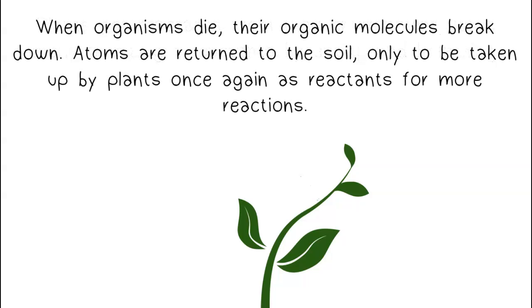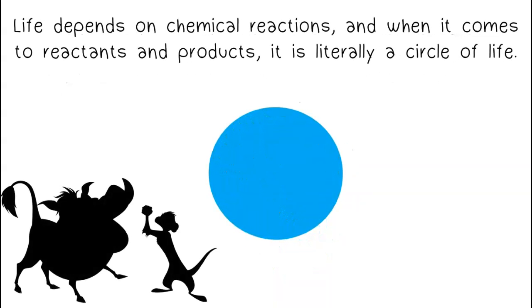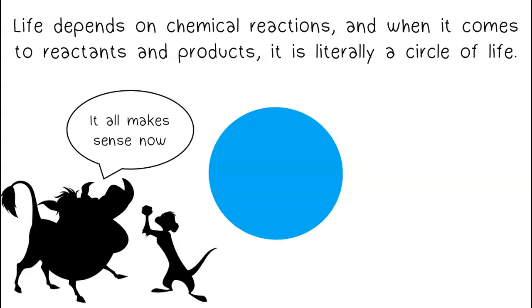When organisms die, their organic molecules break down. Atoms are returned to the soil only to be taken up by plants once again and used as reactants for more reactions. Life depends on chemical reactions, and when it comes to reactants and products, it is literally a circle of life.